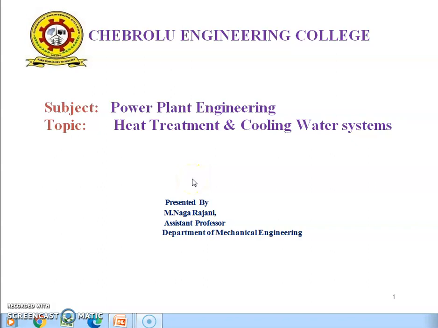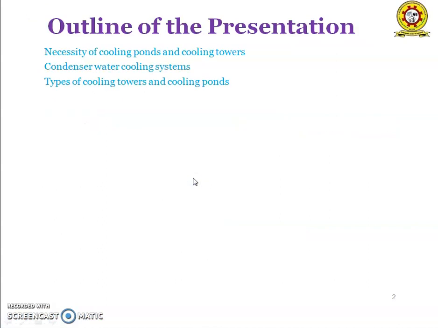I am dealing with the subject power plant engineering. In that topic is heat treatment and cooling water systems. The outline of my presentation is heat treatment process, necessity of cooling ponds and cooling towers, condenser water cooling systems, types of cooling towers and cooling ponds.